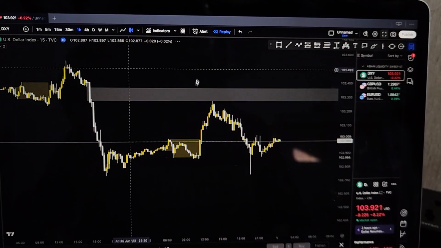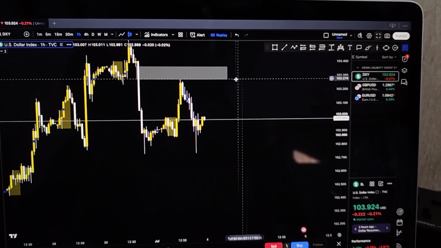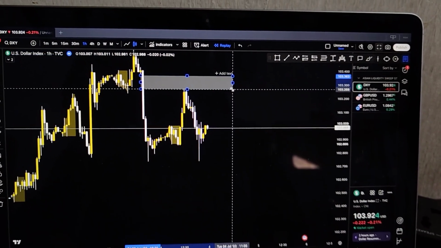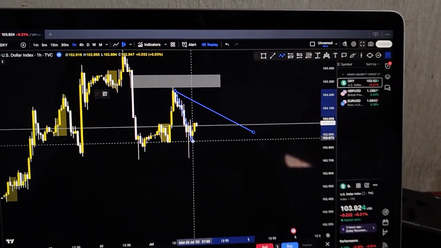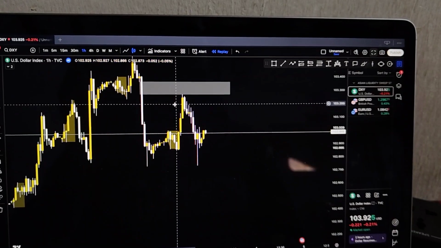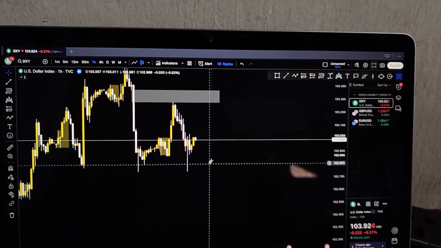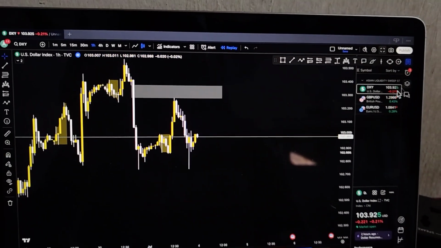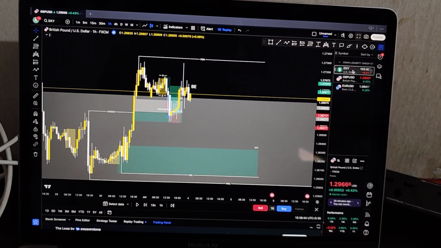This whole zone was a 1 hourly fair value gap. You can see this whole zone was a 1 hourly fair value gap, filled up most of it, and after filling up most of it, the price got enough liquidity, enough orders to make a down move. This is done by the big banks so that it can take all the liquidity from the retail traders and then make the move towards their direction. So we have to be able to trade with the big banks. That's what we want to do.